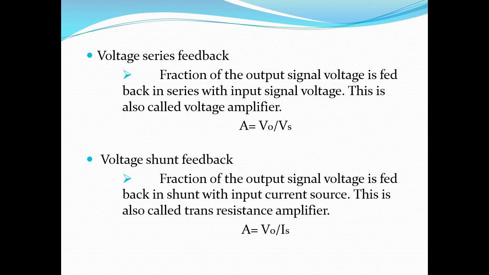Voltage series feedback. It is defined as the fraction of the output signal voltage is fed back in series with the input signal voltage. This is also called a voltage amplifier. Here the gain A is equal to V0 by Vs. Voltage shunt feedback. Here the fraction of the output signal voltage is fed back in shunt with the input current source. This is also called a transresistance amplifier. Here the gain A is defined as V0 by Is.